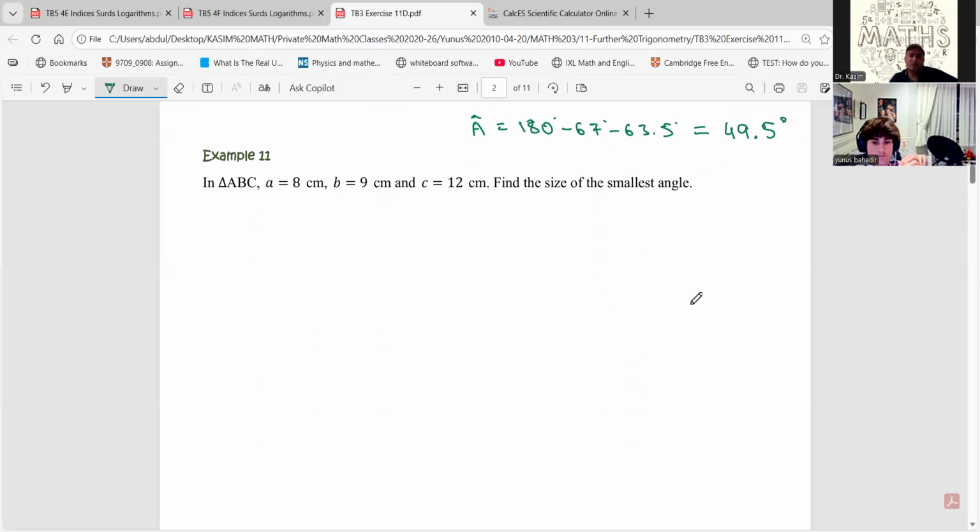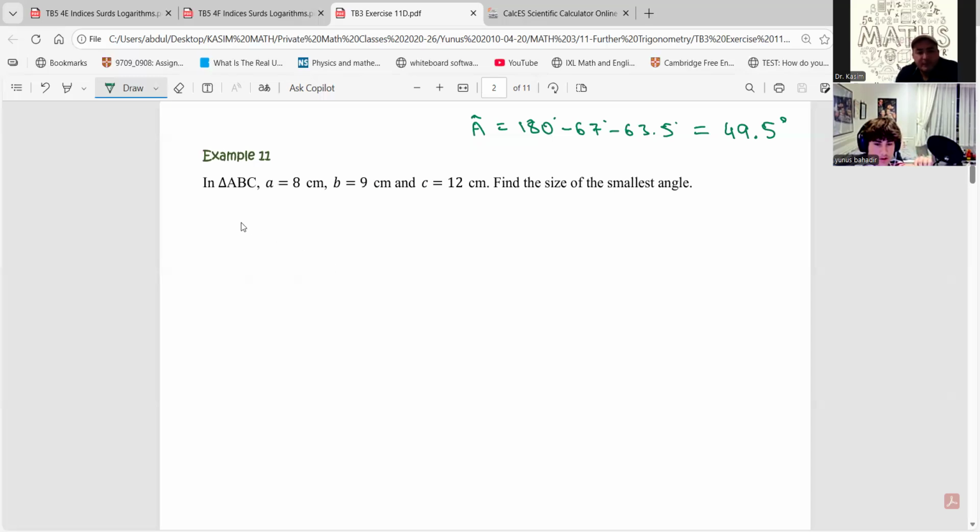Okay, now let's have one question where all sides are given, how do you find the angle? Another problem. Read the question, Yunus. In triangle ABC, a equals 8 centimeters, b equals 9 centimeters, and c equals 12 centimeters. Find the size of the smallest angle.